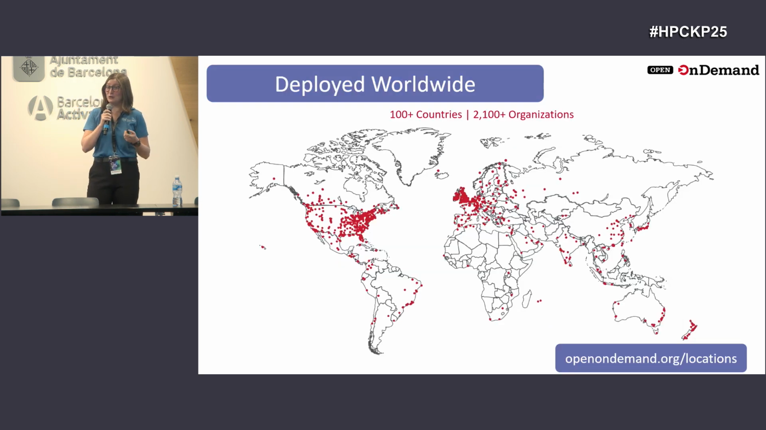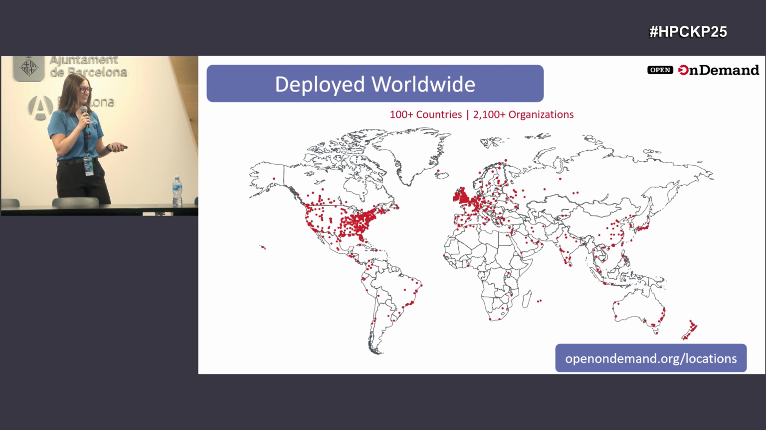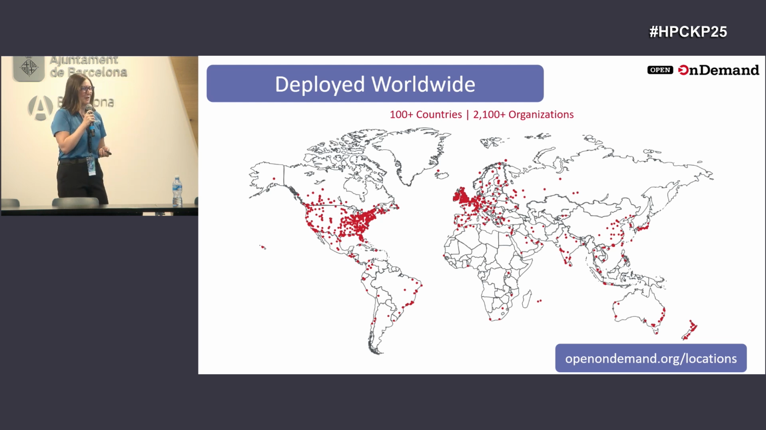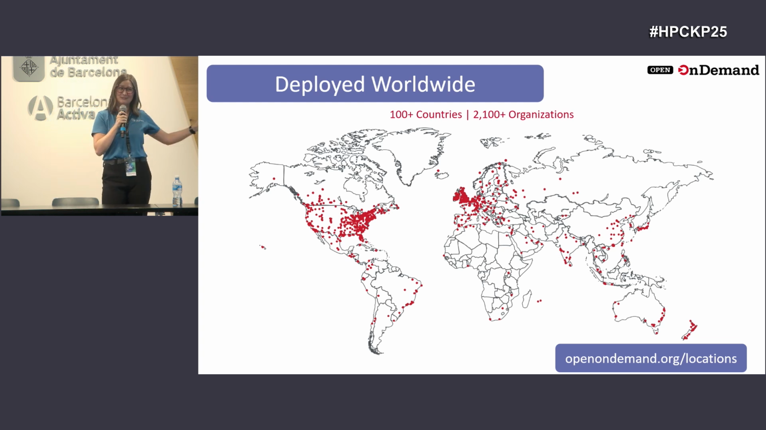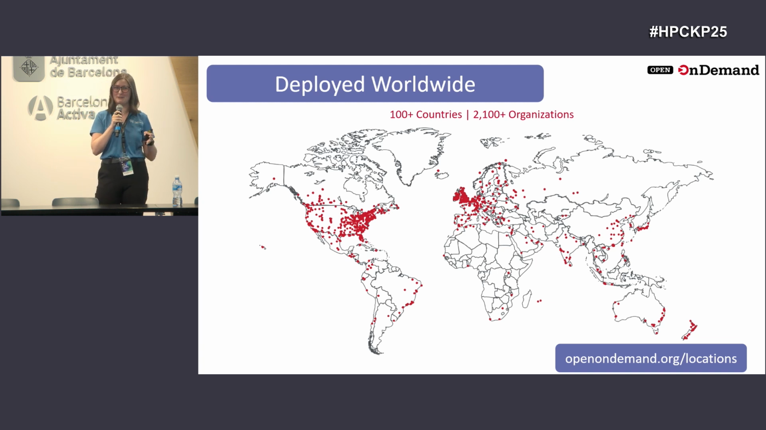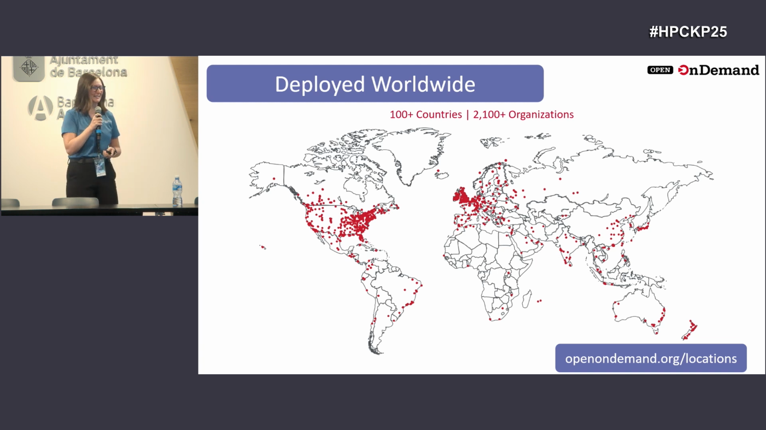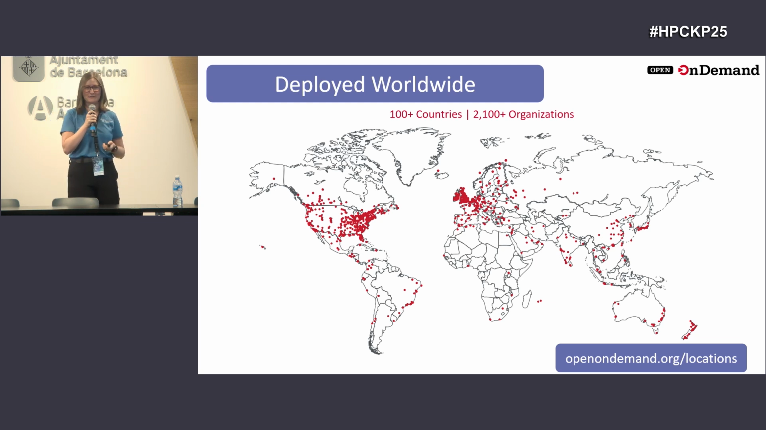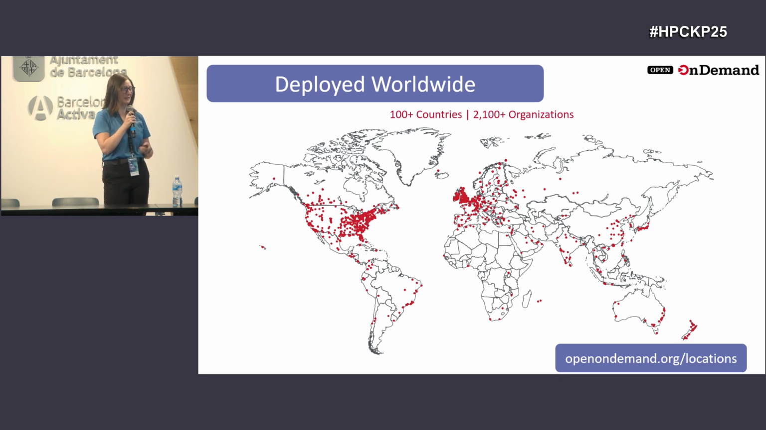It's also deployed worldwide, and as you can probably tell by this map, it's mainly in the United States or North America and in Europe. We do know that there are compute clusters in Antarctica, but as you can see, it's not shown on this map. But if you do know if OnDemand is installed on any of the clusters in Antarctica, that will make my week. That would be fantastic to know about. But this is from last fall, so we need to go back and update it. But it's just very impressive that we have over 100 countries and over 2,100 organizations using Open OnDemand.